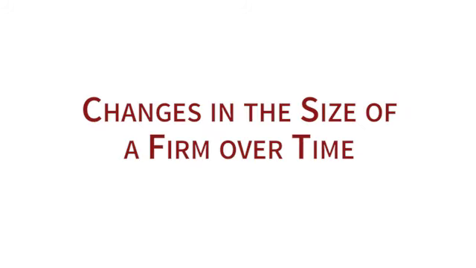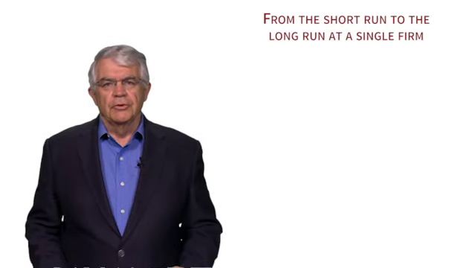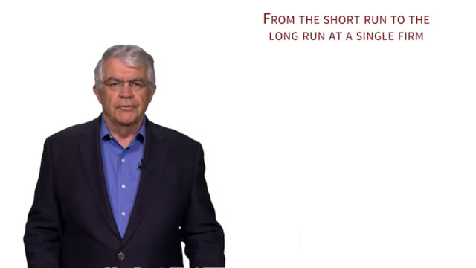In this lesson, we're going to consider what happens to firms as they increase in size over time. We're going to study in particular what happens to their costs and how we describe this change in costs with some simple graphs. When you think about changes at a firm over time, it's important to distinguish between the long run and the short run at the firm.